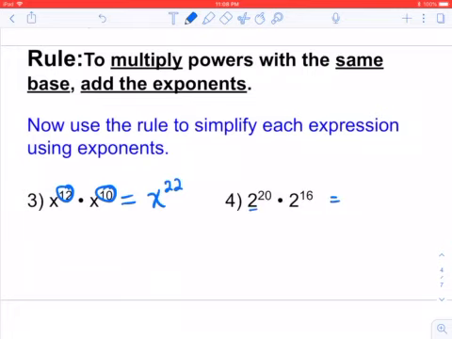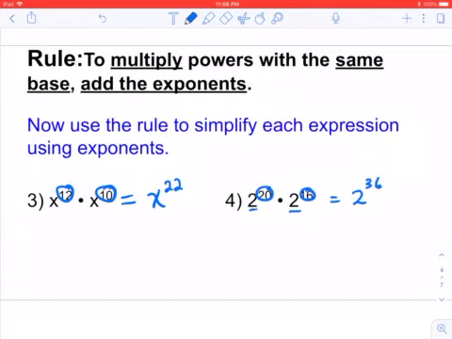Our base is 2. Our base is still going to be 2. And we're multiplying these together. So we've got 20 and 16 for our exponents. That means we're going to end up with 36. Think about it for a minute.